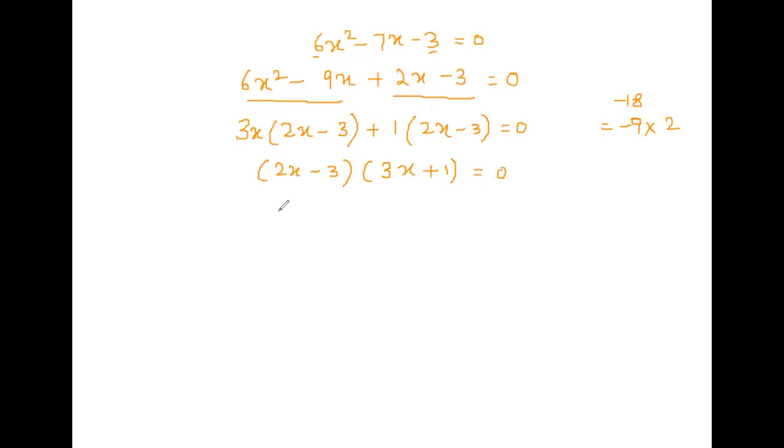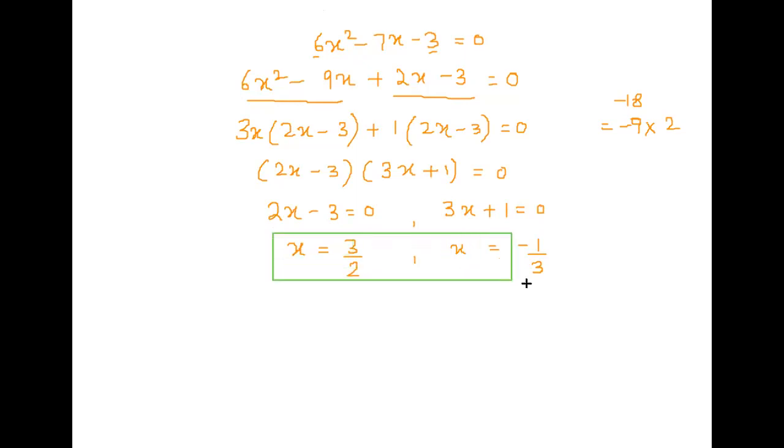Now we can find the values of x. So it will be like 2x minus 3 is equal to 0, and the other one is 3x plus 1 is equal to 0. From the first one we'll have the value of x to be positive 3 divided by 2, and the other one is x is equal to negative 1 upon 3. So these are the two zeros of the given equation, that is x is equal to 3 upon 2 and x is equal to minus 1 upon 3.